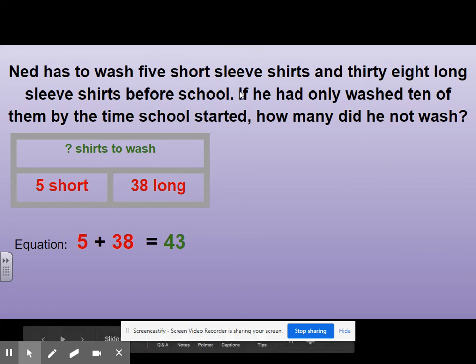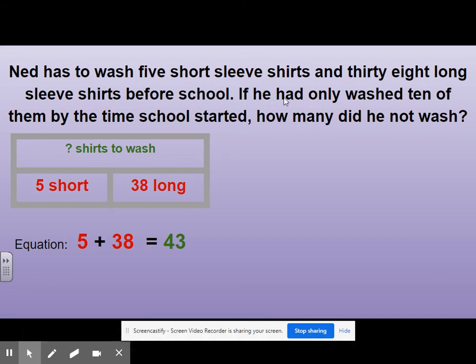Now we've got to finish out the problem. We only got to here. We need to continue because there's more to this problem. If he had only washed 10 of them by the time school started, how many did he not wash? Go ahead and draw another bar model. You're going to need this information here to plug into your next bar model. We know now that he has 43 and he's only washed 10.